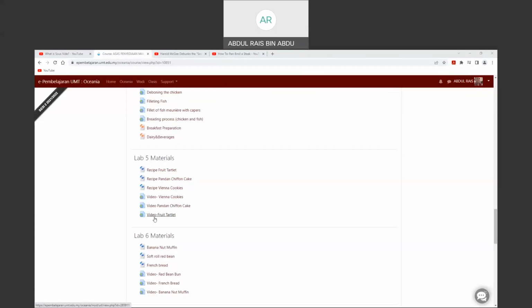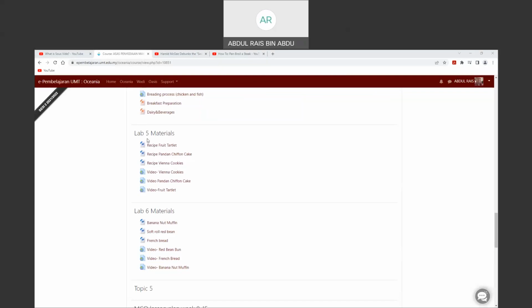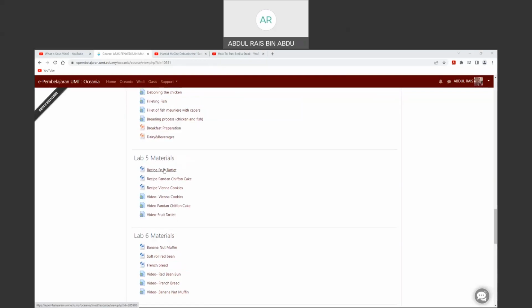Kalau you tak study in advance, you nak rely on nota saja from A to Z, memang akan habis lambat lah. So please find time to study the recipe and strategize with your partner, yeah, of what you need to make. Okay. So open eLearn and look under heading Lab 5 materials. You can find the recipe for tartlet, pandan chiffon, Vienna, and soon akan ada apa tu, chocolate mousse ya, added in this section, as well as watch the video demonstration.